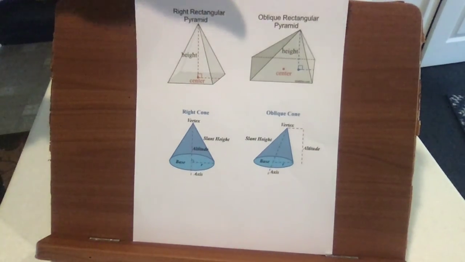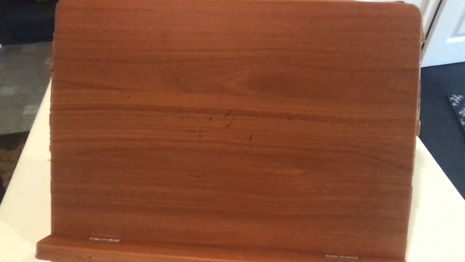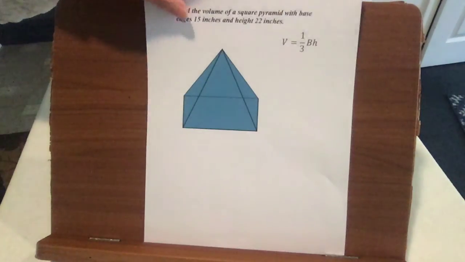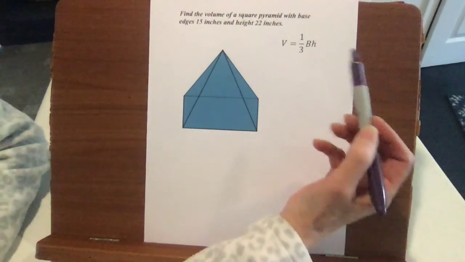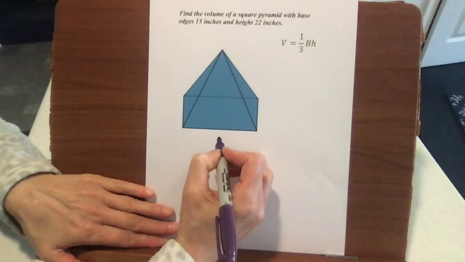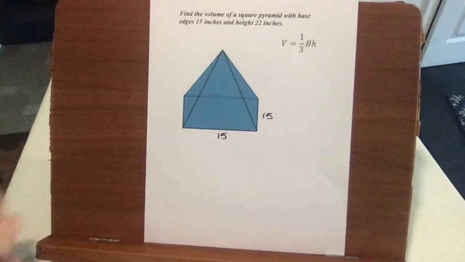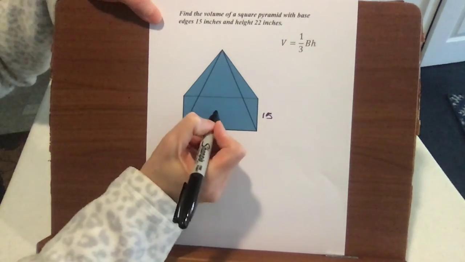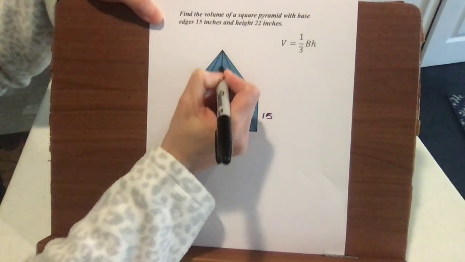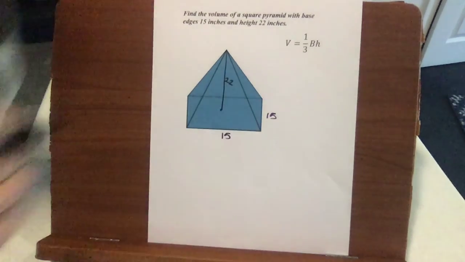All right, now that the preview lesson is over, let's get started and find the volumes of pyramids and cones. Of course, we'll start with a pyramid. First pyramid here, volume of a pyramid: we have a base with edges of 15 and a height of 22. So these are 15 each, and write on your pyramid or your cone appropriately. Then in here, to the center, is your height, and that height is 22.